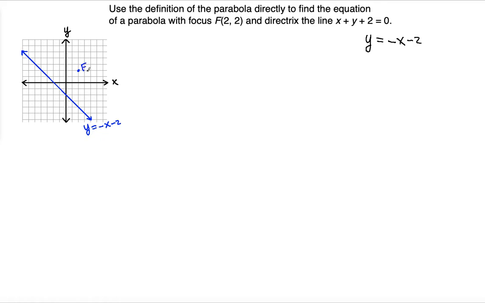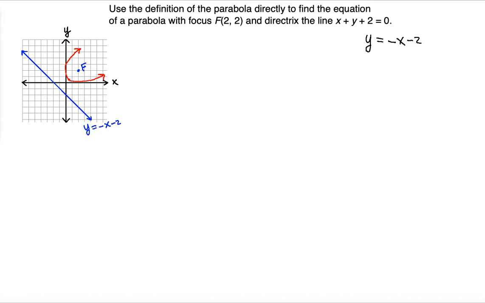We can mark it F. And we know that the vertex should be halfway between the focus and the directrix line, right? So halfway, it should be about here. So that would be the vertex. And we know that the parabola is opening away from the directrix, right? So it should look something like this.